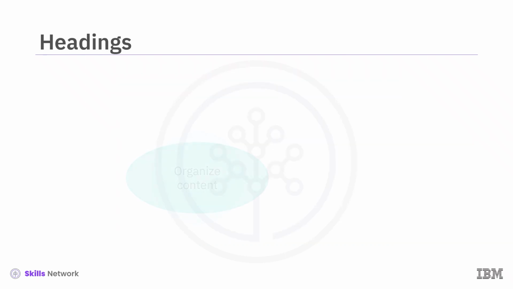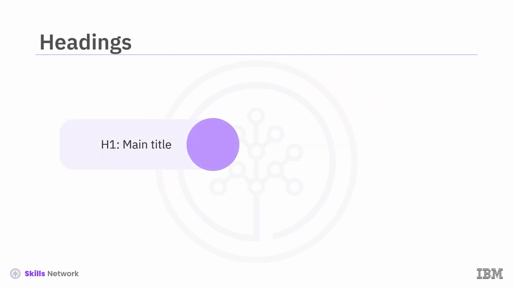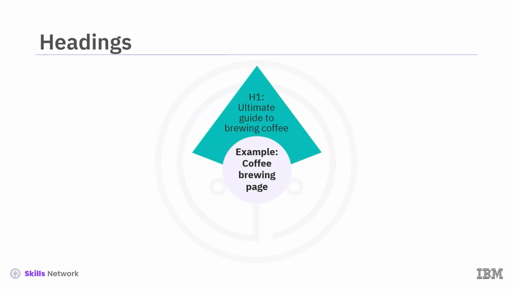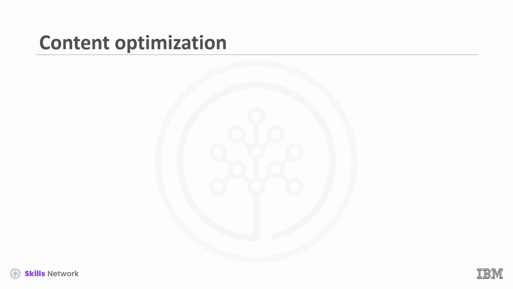Headings. They help organize your content and make it easier to read. The H1 is your main title, and the H2s and H3s break down subtopics. For a coffee brewing page, H1: the ultimate guide to brewing coffee at home. H2: types of coffee beans. H3: pour over.